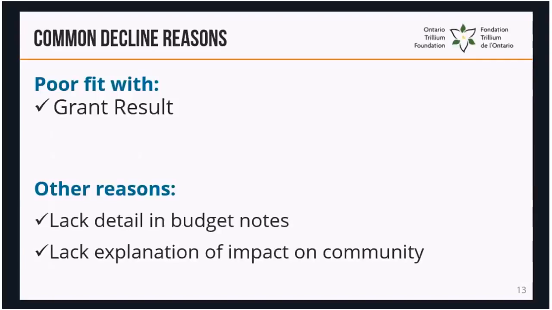Two other common decline reasons include no information or too little detail included in the budget notes, and a lack of explanation of how the proposed project will benefit the community. So next up, here are our top tips to avoid a capital decline.